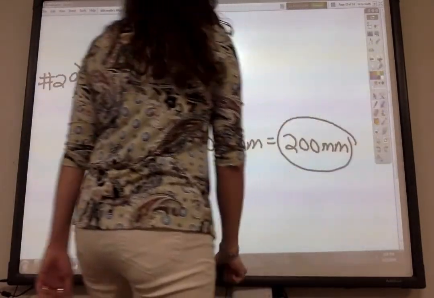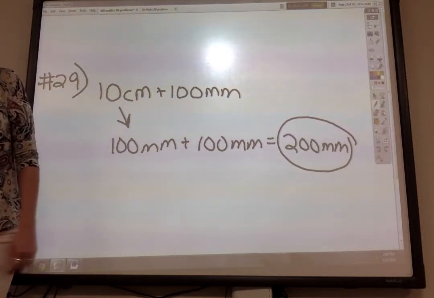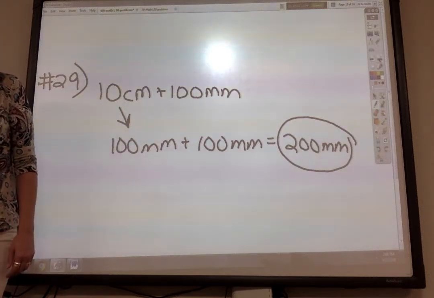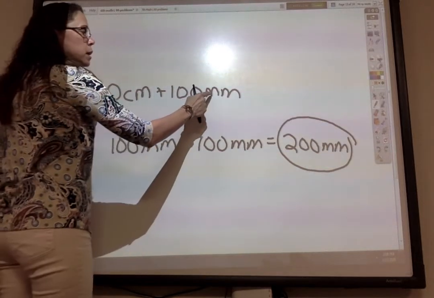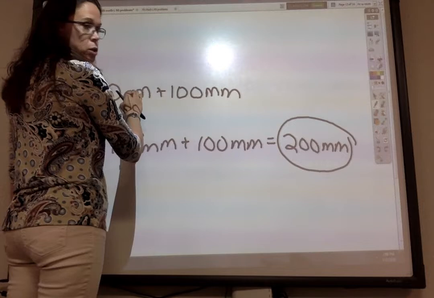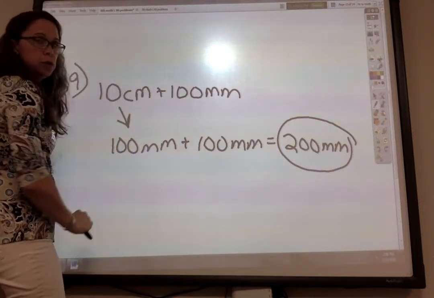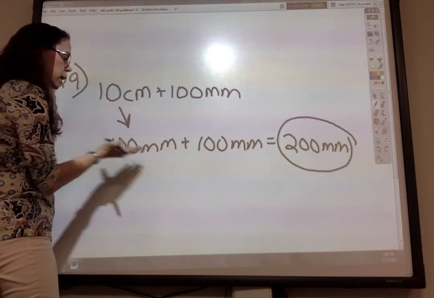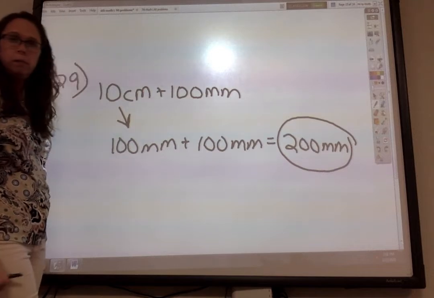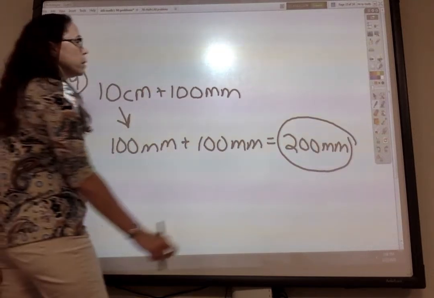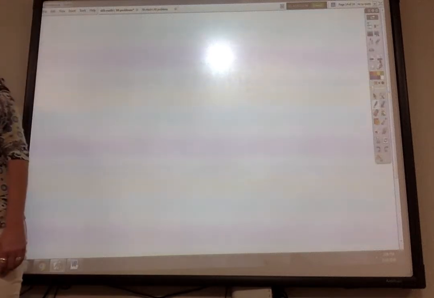Next, number 29. Okay? It gives us 10 centimeters plus 100 millimeters. They want the answer in millimeters. So this one's okay because it's already in millimeters, but this one needs to change. Okay? 10 centimeters is the same thing as 100 millimeters, so now I'm going to combine 100 millimeters and 100 millimeters, I'm going to get 200 millimeters. Okay, that's the A part. And then, whoops, I forgot to do the B part, I think.